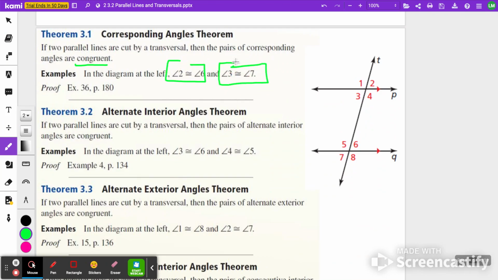Everything that I am highlighting in green, you're going to copy in notes, okay? You should have your handout in front of you. If not, you get the amazing opportunity of copying each thing down.